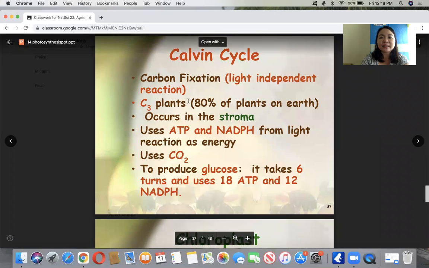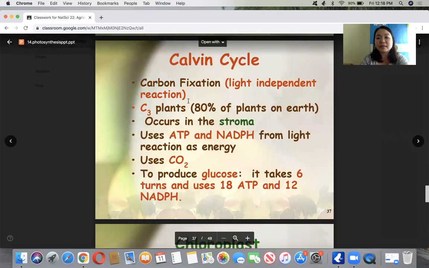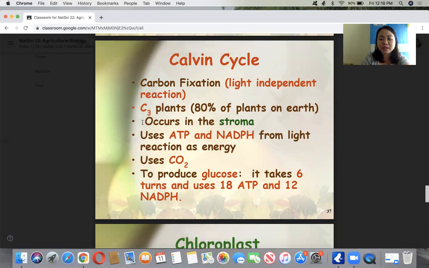So the carbon cycle itself, we are now on the light-independent reaction of carbon fixation, wherein the main product is a 3 carbon product, and that's why the classification of plants is known as C3 plants, wherein 80% of the plants on Earth, most of the crops that we have, undergo this process.